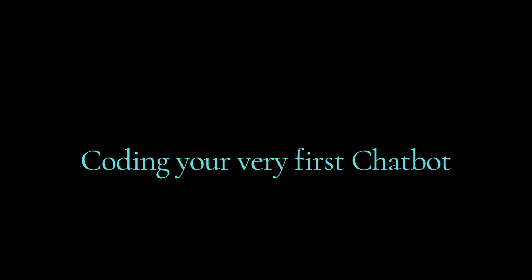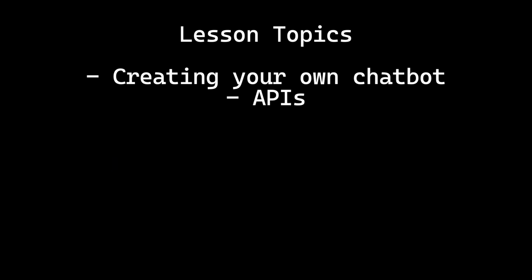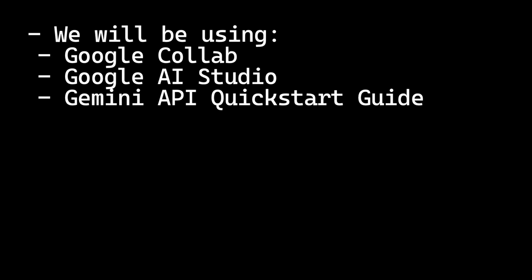Today I'm going to teach you how to code your very first chatbot. We'll be going over how to create your own chatbot as well as what APIs are. The tools we'll be using are Google Colab, the Google AI Studio, and the Gemini API Quick Start Guide. The relevant links will be included in the description of this video.